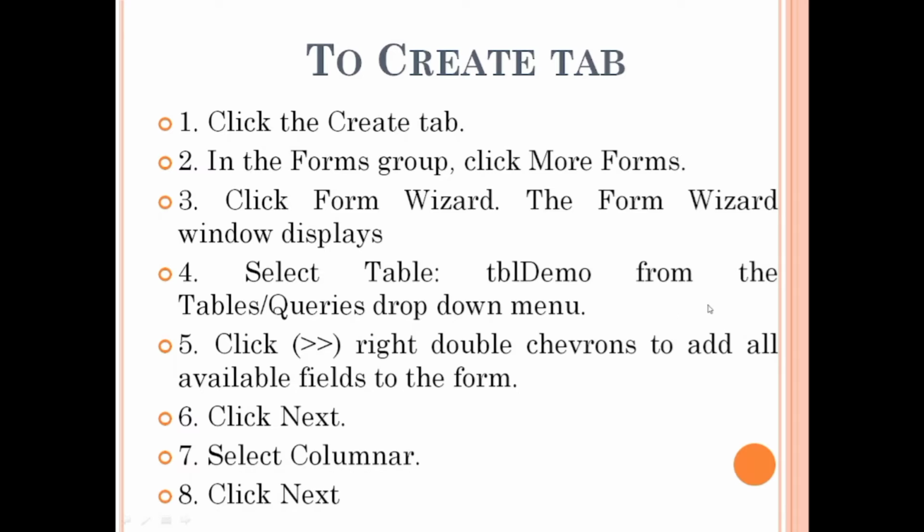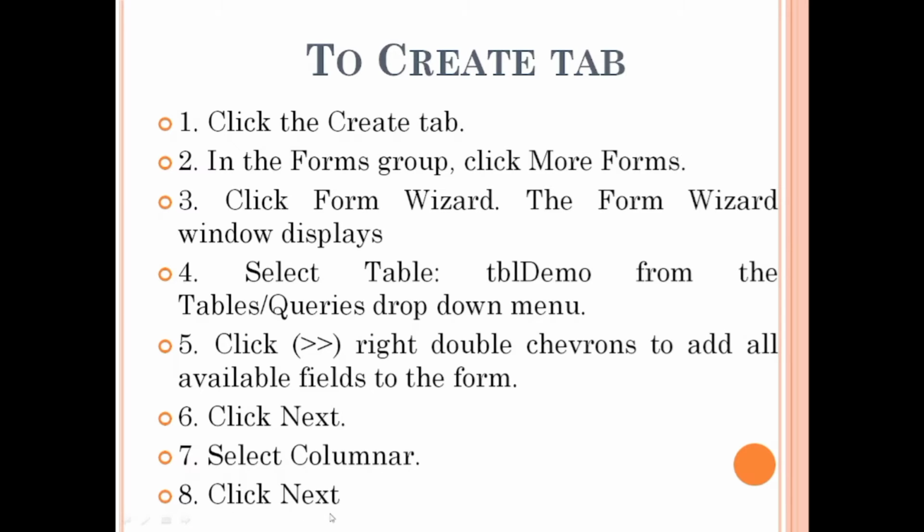From the Tables/Queries drop down menu, select the table. Then click on the double right arrow to add all the available fields to the form. This arrow is used to add the fields to the form. Then click on the Next button and after that select the type of the form, columnar, tabular. There are different types of forms that you will be able to see on your screen when you are creating the form by using the wizard option.